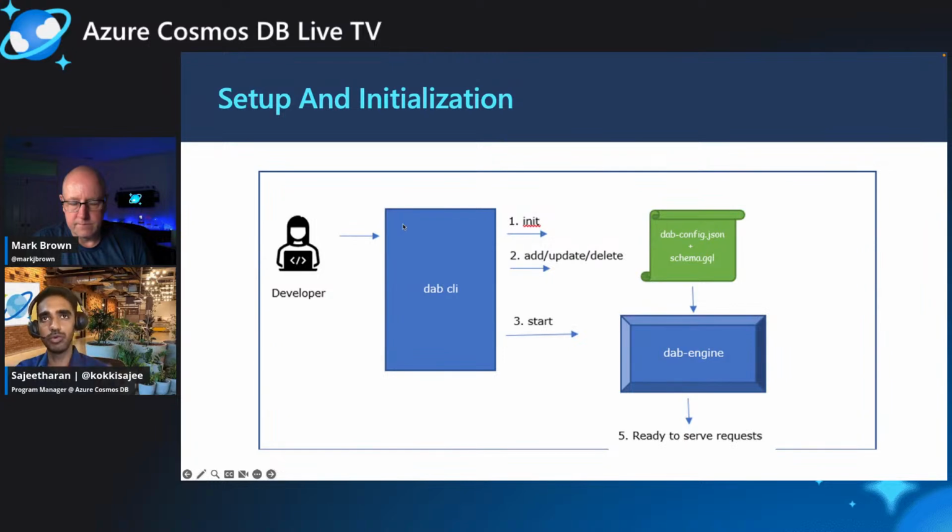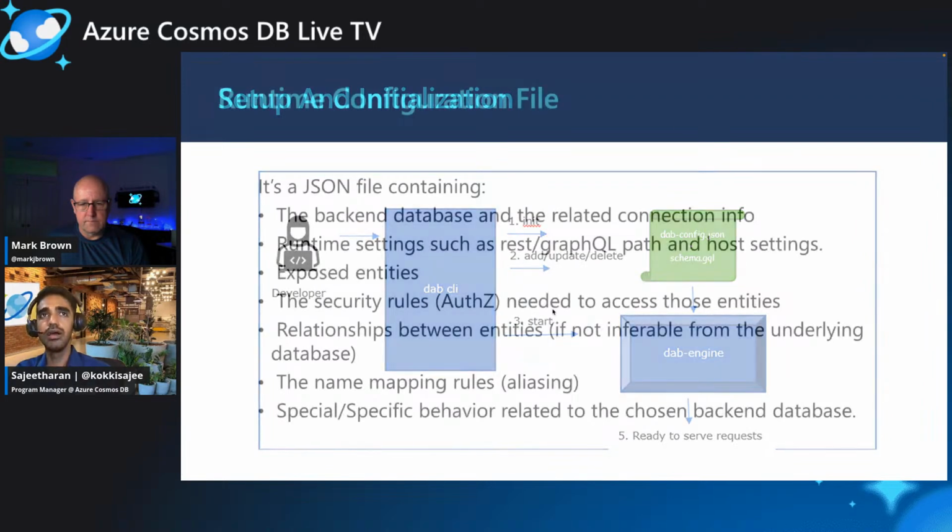The developer would use the DAB CLI and init the config file using the init command, which generates the DAB config and the schema file. Then by using these two files, you can perform operations on the existing database using REST and GraphQL. This comes with certain operations: add entity, update entity, delete entity, and then finally you would use dab start to start the engine in your local environment or any other environment where you want to host.